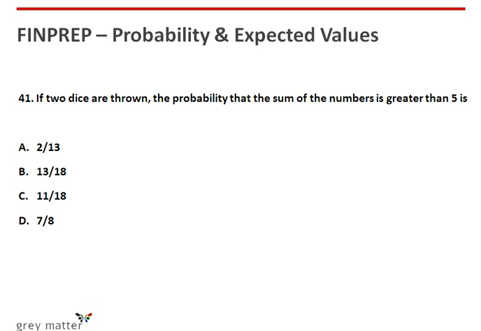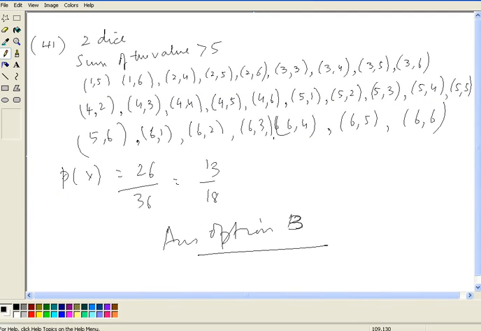41st problem, if two dice are thrown, the probability that the sum of the numbers is greater than 5 is worked out in the work area. Two dice are thrown, the sum of the values should be greater than 5. This has been shown as 1, 5, 1, 6, etc. And similarly, you also include 6, 1, 6, 2 also. So 2, 4 means 4, 2 should also come. With all the options displayed, the probability for a sum of the value to be greater than 5 for two dice being thrown would be 26 by 36, which is 13 by 18. So it is option B.